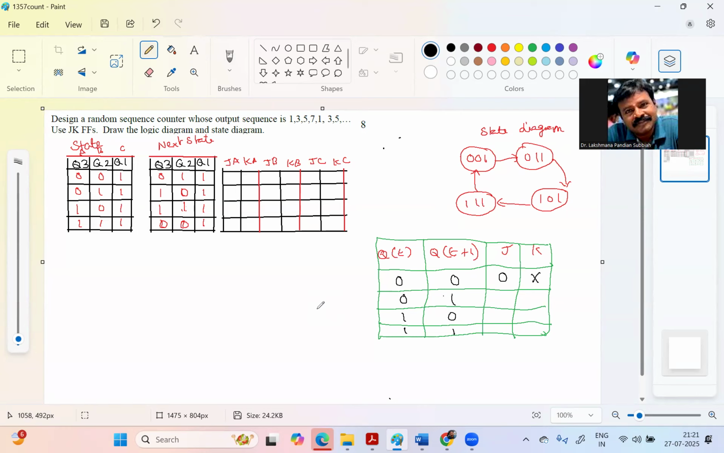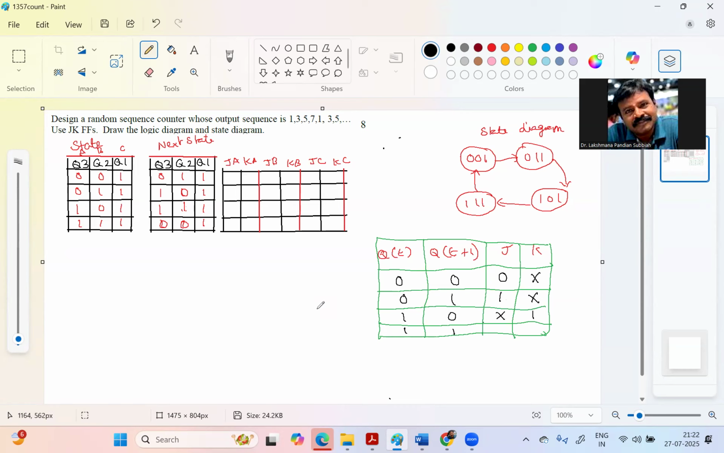Next, we are having the 0 to 1 transition. Here this is actually inverting, so we can have set or toggle. So J is 1 and K can be X, 0 or 1, no issues. The transition will happen. Next, 1 to 0. So here we can have the reset, so definitely K should be 1. Then J can be either 0 or 1.